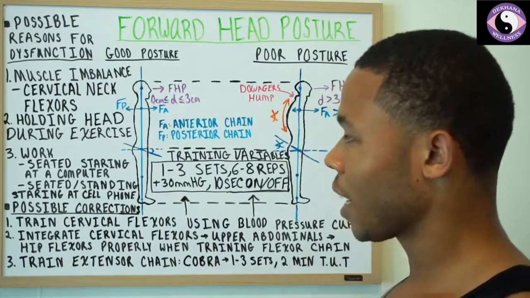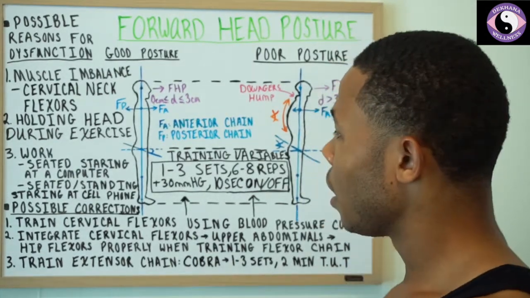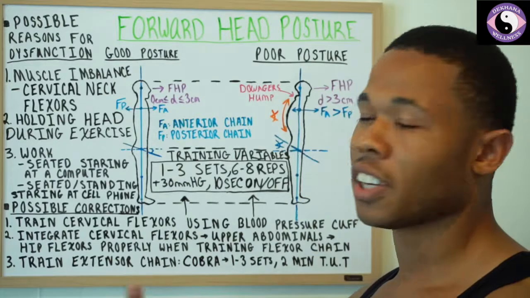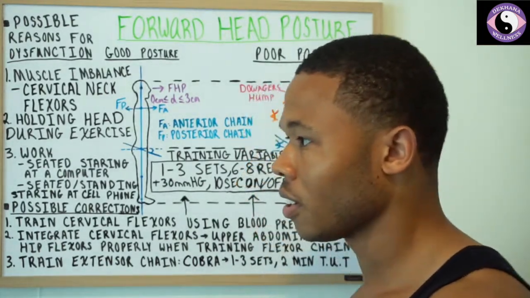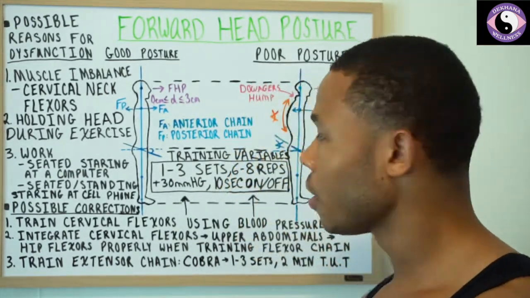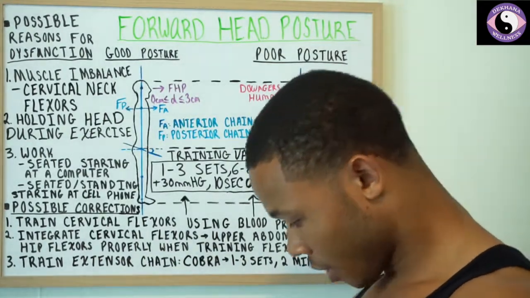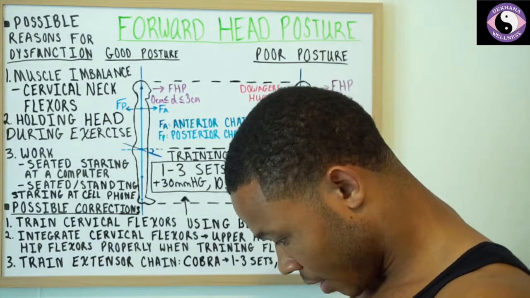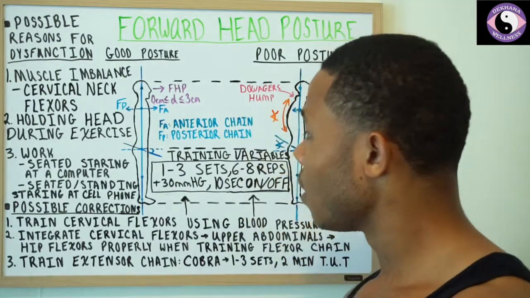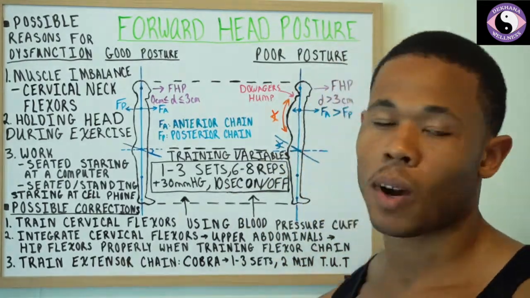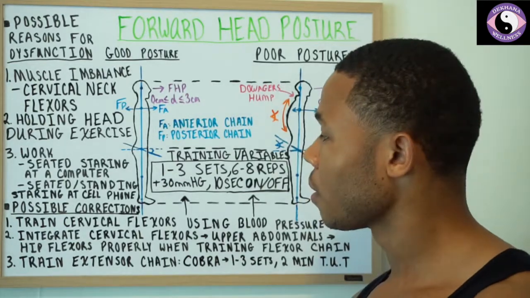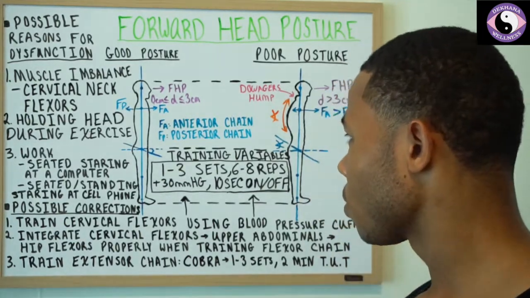And three, again, just like the kyphotic posture, when you're staring at a computer, you tend to migrate towards the computer. And also when you're standing staring at your phone, if you keep it down here, you're probably going to bring your neck down like this and just start to flex the neck here. So there's a couple of reasons why you would develop that forward head posture. So let's look at possible corrections.